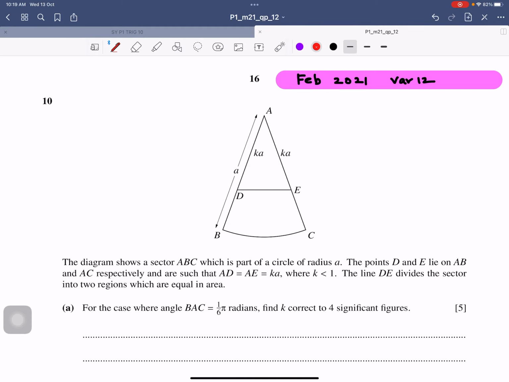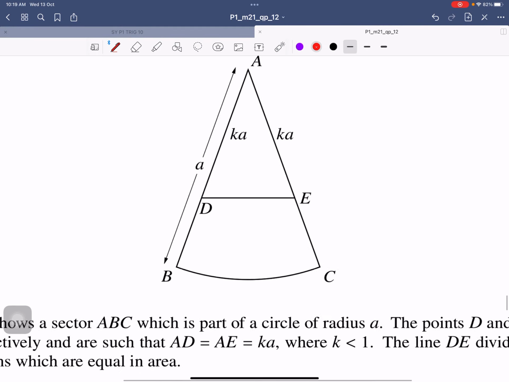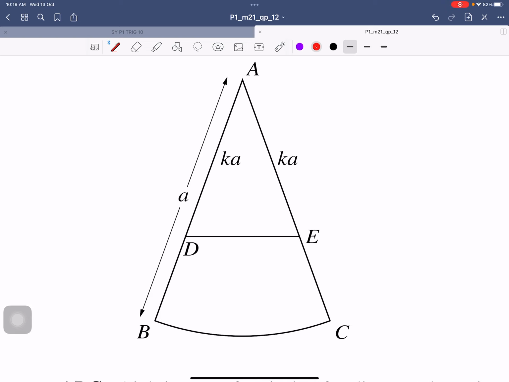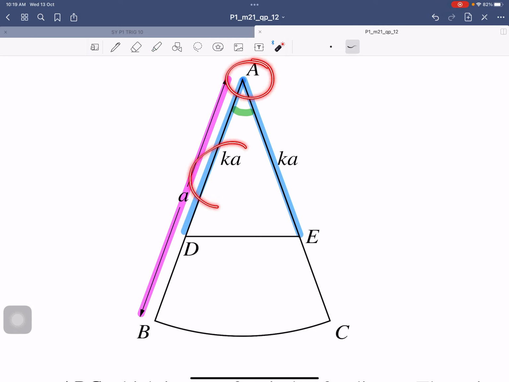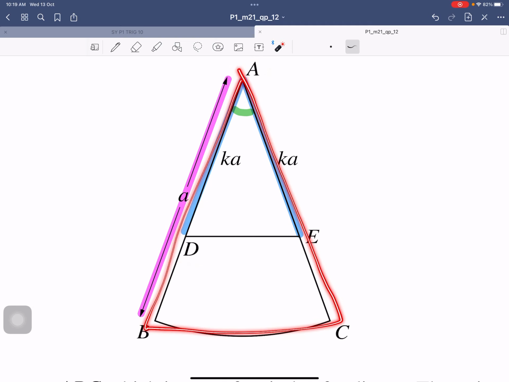Look at this question of circular measure. Again, first focus on the diagram. This length A till D, this is KA. Similarly, this is KA, but this whole length, that is A. The angle is common between the two. There is a triangle ADE and there is a sector ABC.